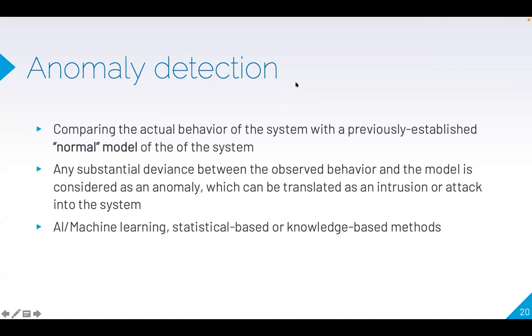The other approach is called anomaly detection. In this case, the IDS will have to have a learning phase where it will learn the normal model of the system. And then in the monitoring phase, any substantial deviation from this defined normal model will be considered as an anomaly that can be translated to a potential intrusion or attack on the system. As I said, we need to learn the normal model of the system. A very common technique used in this kind of IDS are, of course, machine learning and, in general, artificial intelligence techniques. But also, other statistical-based or knowledge-based methods are used.